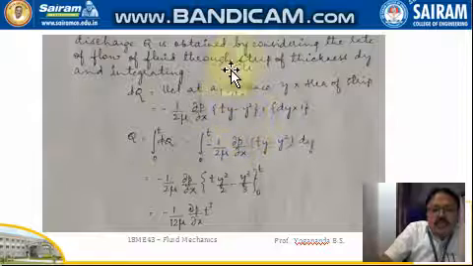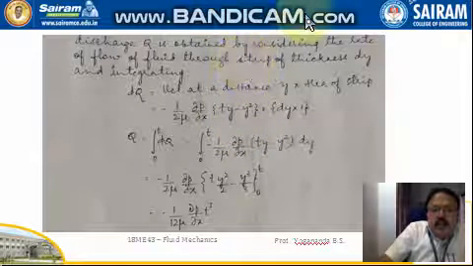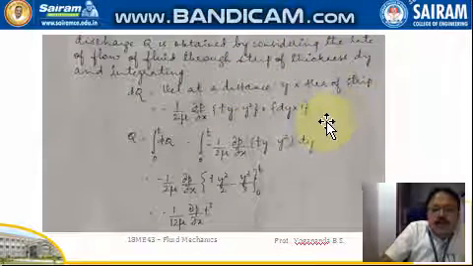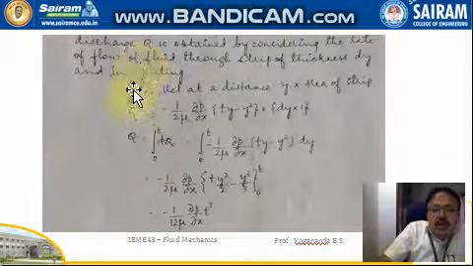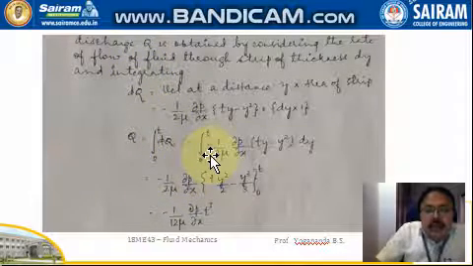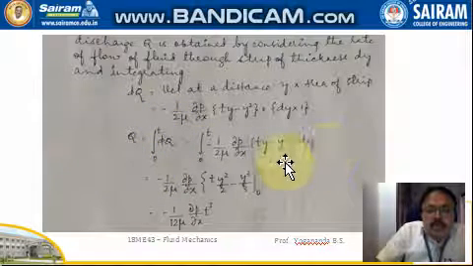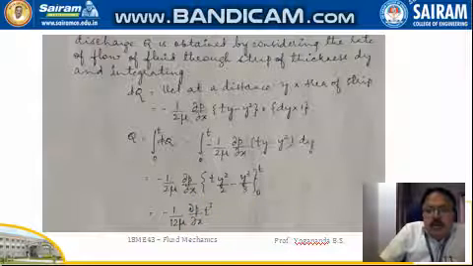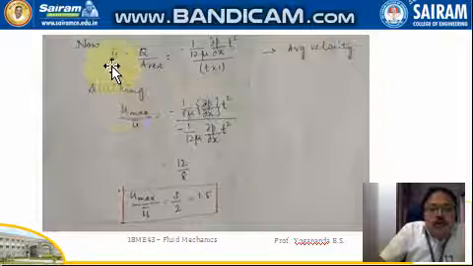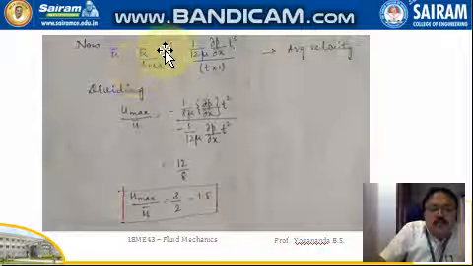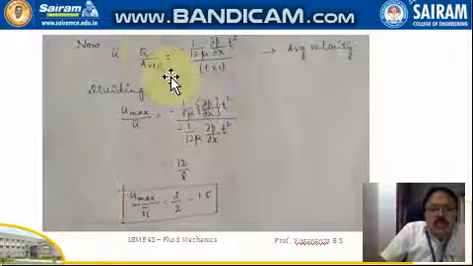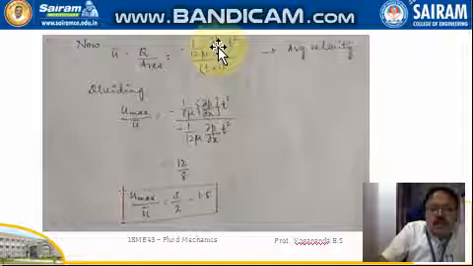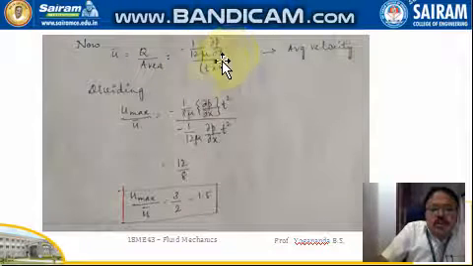So the area of the strip has height dy and unit length 1, so the area of the strip is dy into 1. So Q is now the integration of dQ with limits 0 to t. Simplifying, we get our discharge equation here. Now we know the average velocity is the ratio of Q by A, since Q is equal to area into velocity, so velocity is equal to discharge by area. Substituting the discharge equation we got just now, and the area here.